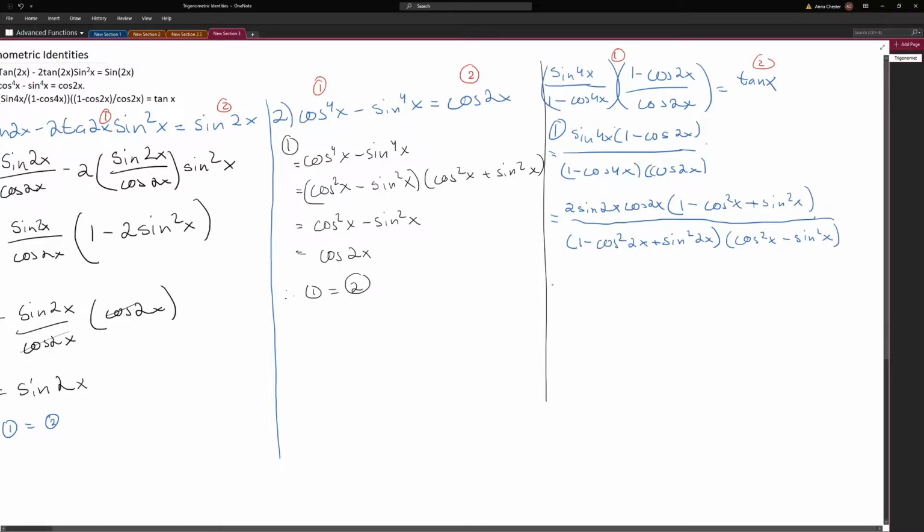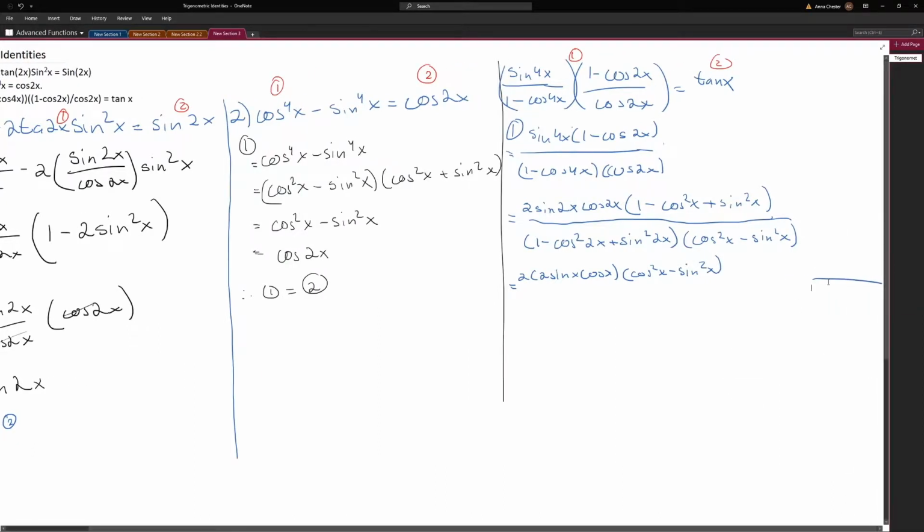Now let's continue to expand because we still have angles left. So at first over here I will expand it to 2 times 2 sine of x cos of x times cos squared of x minus sine squared of x. And then again, let's expand it. We have over here 1 minus cos squared of x plus sine squared of x. We know that 1 is actually equal to cos squared of x plus sine squared of x. So I'm substituting that in, minus cos squared of x.